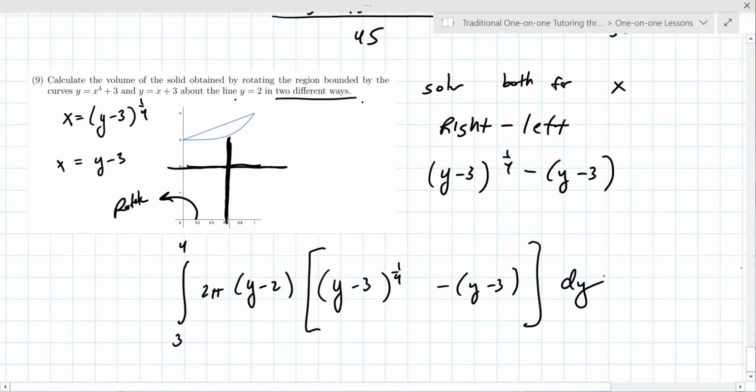Yeah, I don't even think you could do this. You probably meant to set it up. I don't think you can do this by hand very easily.